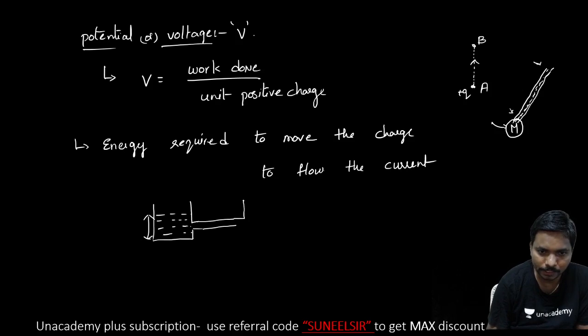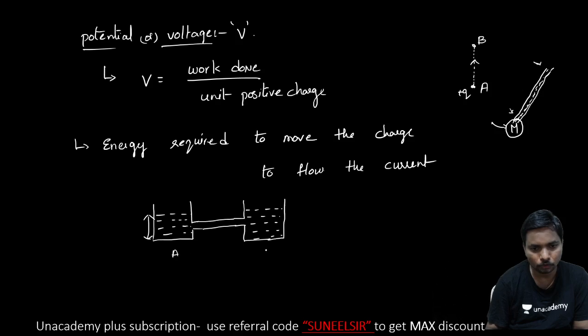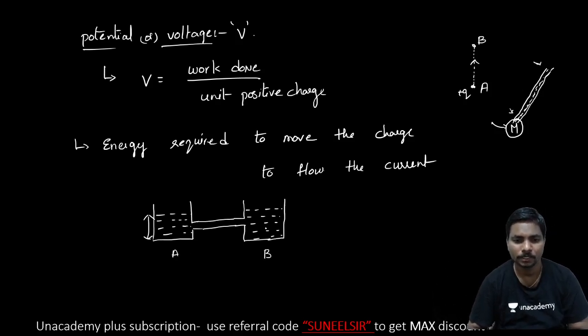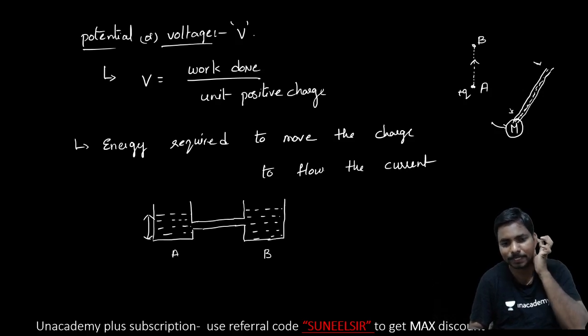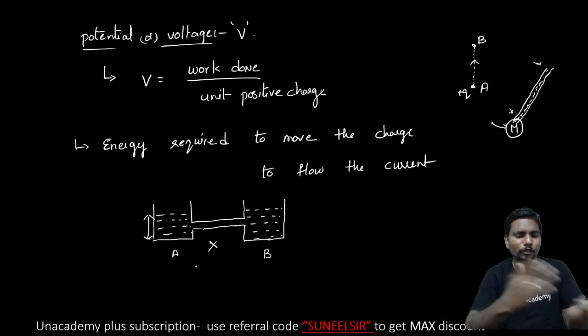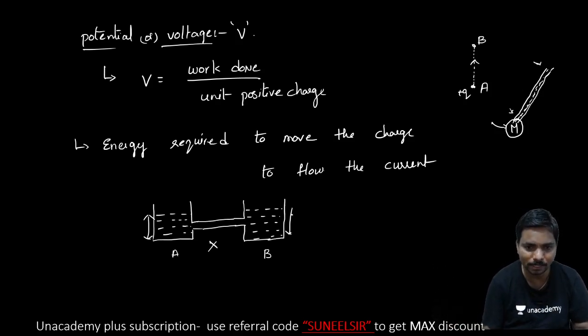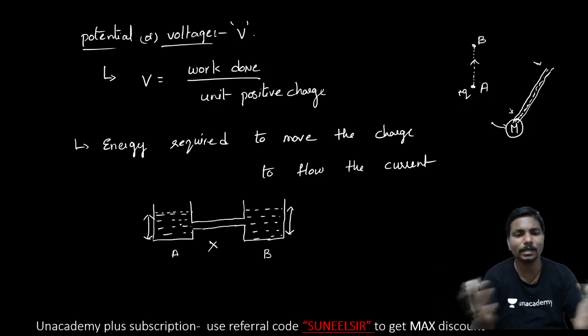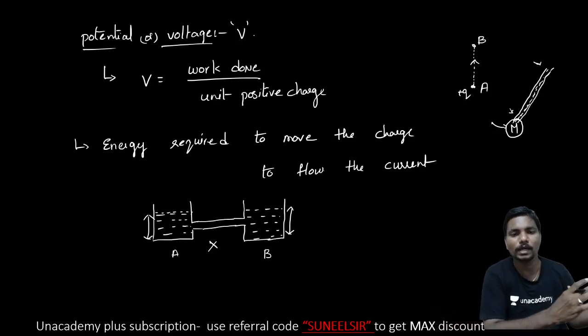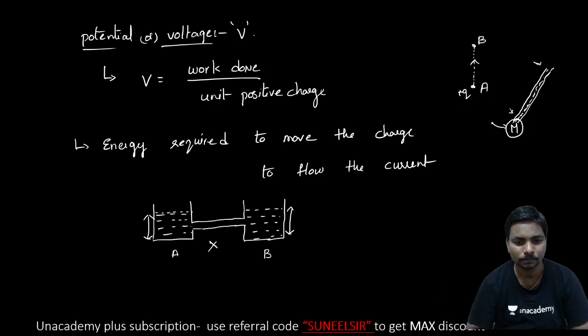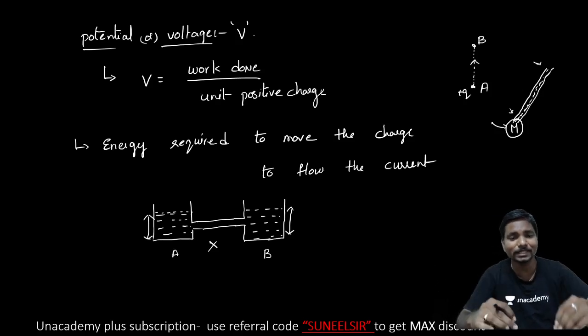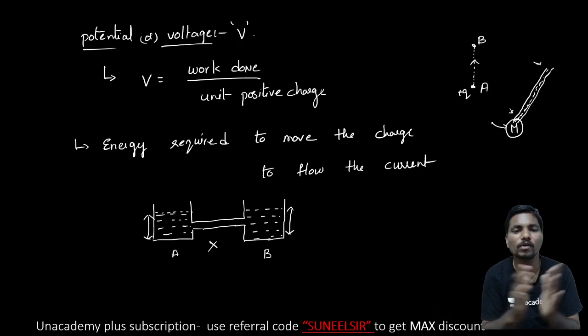And if you take another tank which also has the same water level, then water may flow from A to B or B to A? Here there is no flow of water. Am I correct? Water will not flow from A to B or B to A. Why? Because here the same water level, here the same water level. Same water levels mean same pressure in A and in B, so no water will flow from A to B or B to A. So you can say that whenever there is no pressure difference, there is no water flow.